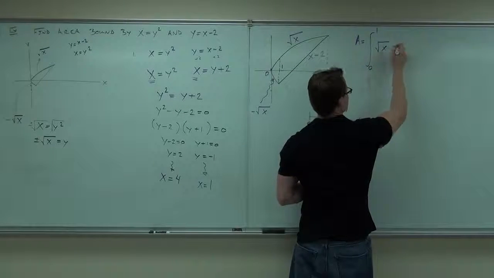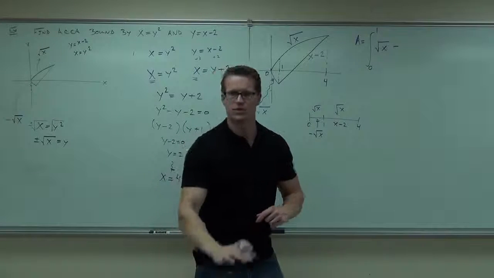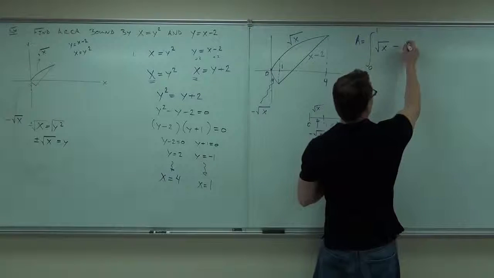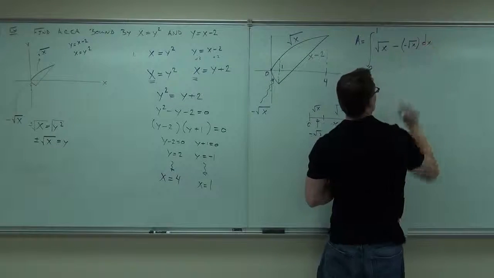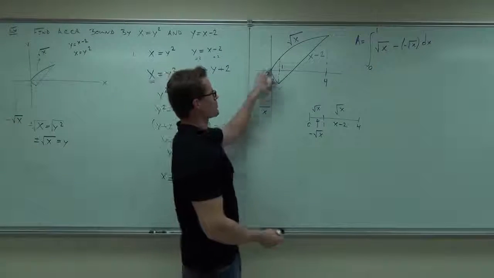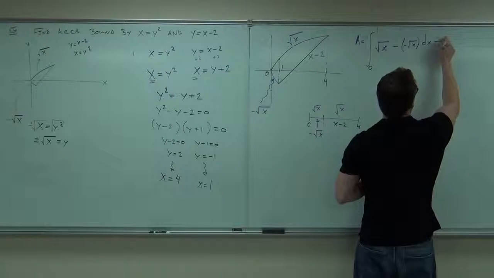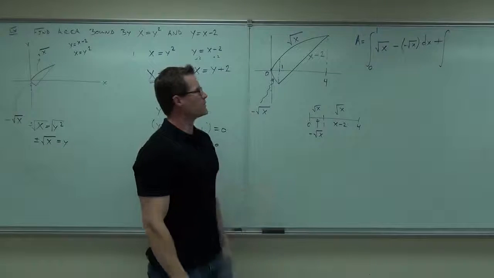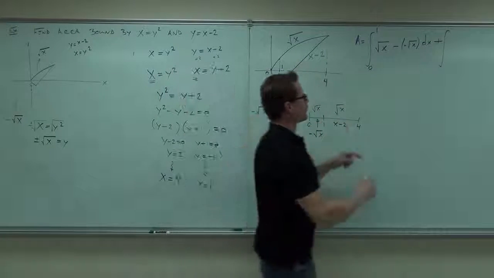Square root of x minus, because you subtract top one minus bottom. What's the bottom one? Negative square root of x. Don't lose that negative, otherwise your integral goes to 0. We don't want that to happen. Minus that, dx plus, for sure, dx. Would you agree that that integral represents this little area right here? Big old plus, 0 to 1, what now? 1 to 4. 0 to 1, 1 to 4, sure.